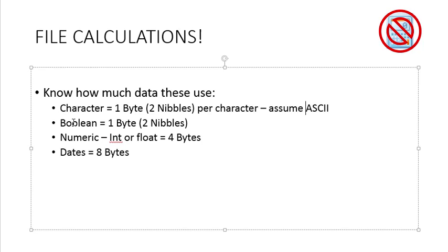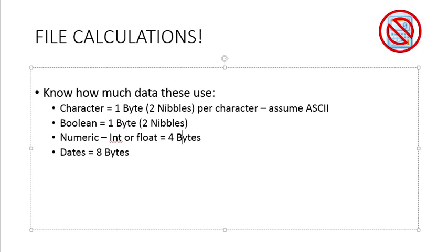When it comes to Boolean, this will be 1 byte or 2 nibbles. And the numeric types, which are either integer or float, we will assume to be 4 bytes in length. Dates, you need to assume take up 8 bytes. So in general, char and boolean are 1 byte each, numeric values 4 bytes, and dates 8 bytes.